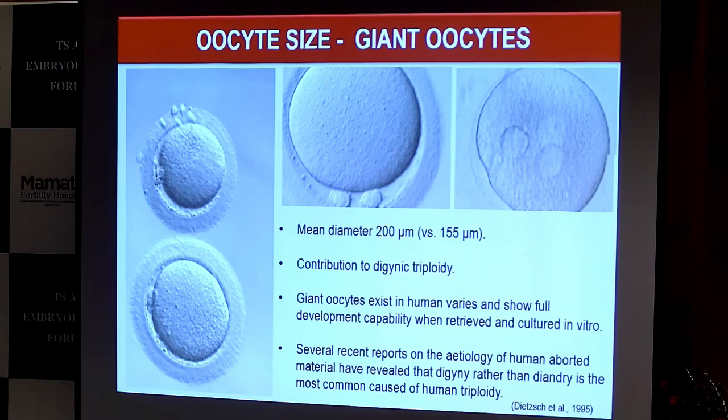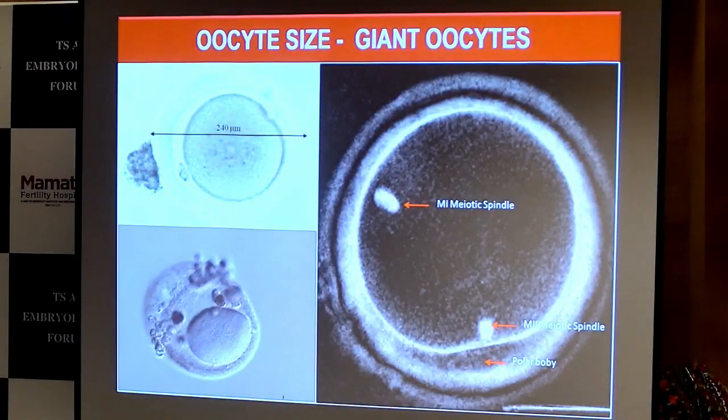The reason is they have two sets of chromosomes. And when they fertilize, they end up with digynic triploidy. Remember that in nature, when you look at abortus material, digyny is much more common in triploids than diandry. So what we used to think is that two sperms have gone in, but in nature it also happens. So when you see giant oocytes, remember they have two sets of chromosomes. You should not be injecting them, and post-insemination if you see them, you remove them.